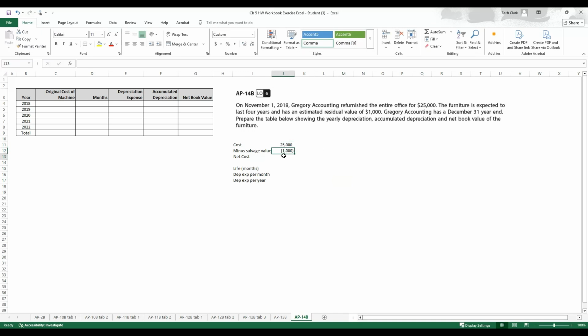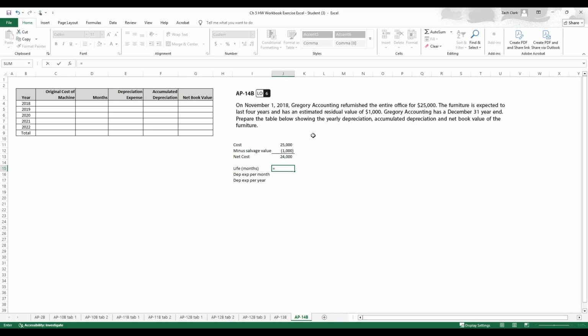Okay, so the first thing we want to do, because we have a residual value, is we want to subtract that residual value from the cost. So we get $24,000 of net cost. And then we're going to want to calculate the useful life, not just in years like we did in AP 13B, but we want to do months, because we're going to have to record just some individual months of depreciation here in the first year especially.